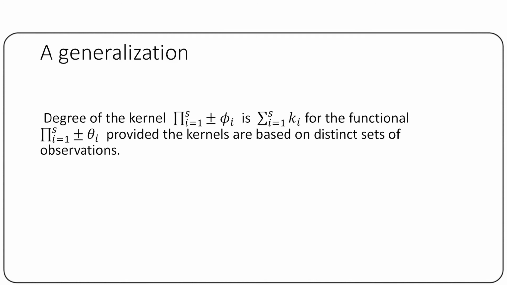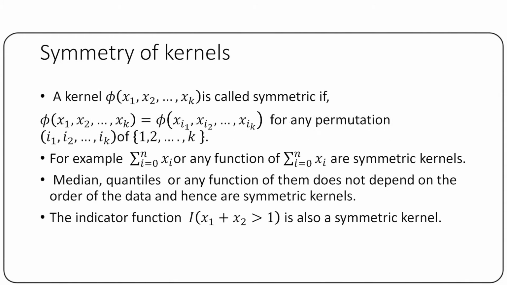So, if we have S kernels each with degree K1, K2, up to Ks, then the product of phi i from 1 to S is a kernel for the product functional of theta i from 1 to S with degree summation i from 1 to S of Ki. Thus, the product of the kernels will be a kernel for the product functional with degree summation Ki, provided kernels are based on different sets of observations. Now, we introduce the concept of a symmetric kernel.